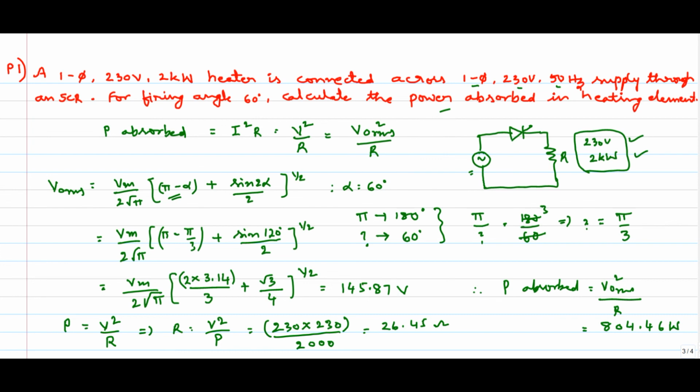Whenever a heater problem comes into the picture, you have to identify that it is a resistive load. Whenever current passes through the resistive load, it will convert into heat energy. So that heat energy, or that power, is absorbed in I square R form. I square R or V square by R, these two things are easy. And you have to know one more thing: as only one SCR is used, it is a half wave rectifier. So once you ascertain these two things, everything will be easy.